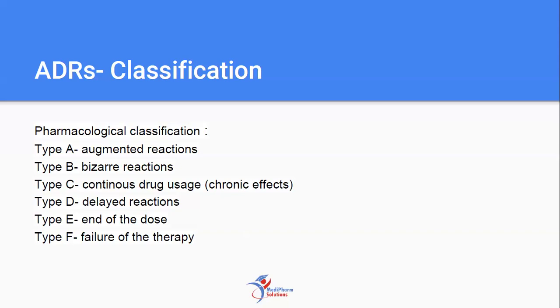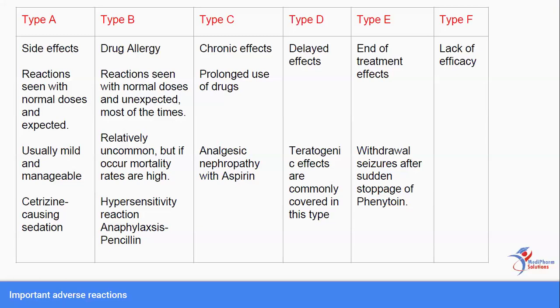What are the types of adverse drug reactions? According to pharmacological classification, we have these 6 types: type A, augmented reactions; type B, bizarre reactions; type C, chronic effects or due to continuous drug usage; type D, delayed reactions; type E, end of the dose; and type F, failure of therapy. We are going to expand on these in the next slide. So these are the different types of adverse drug reactions.